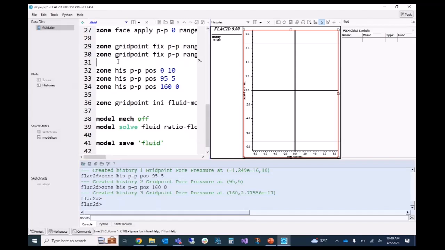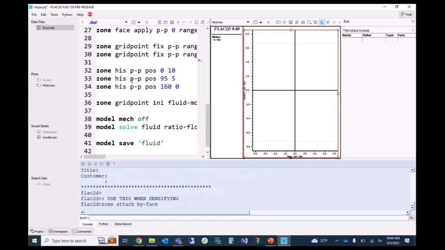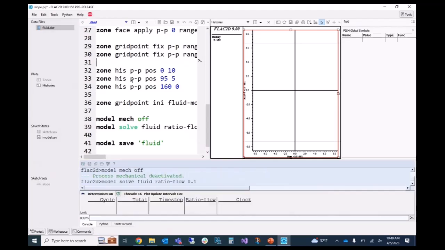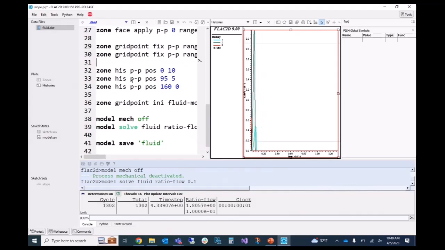So now I can click back in the left-hand side and just hit the green button. And it's going to run the whole thing, hopefully. Something went screwy there. Hold on. Oh, no, here it goes. So yeah, history point number 1 starts feeling the pore pressure first. And then hopefully at some point, we're going to see number 2 start to pick up.